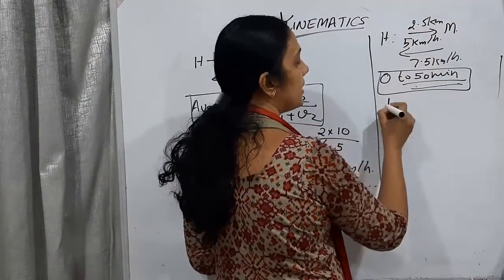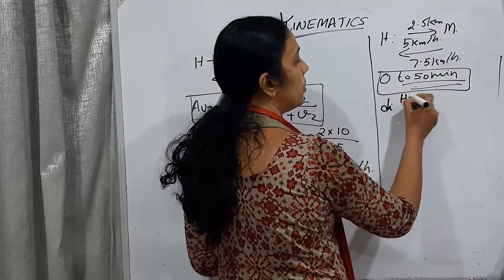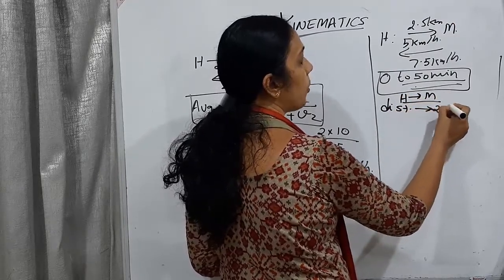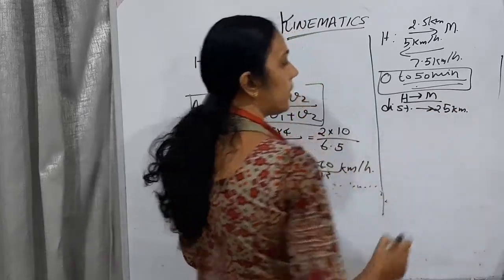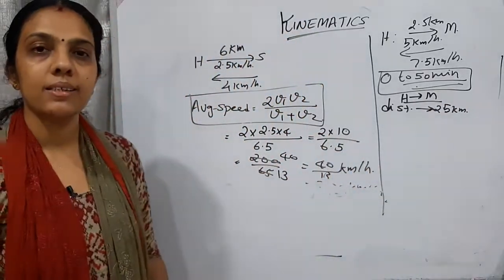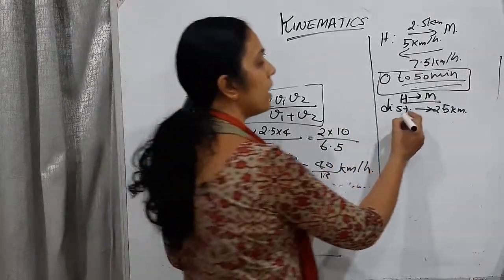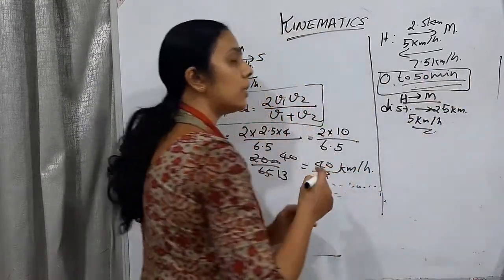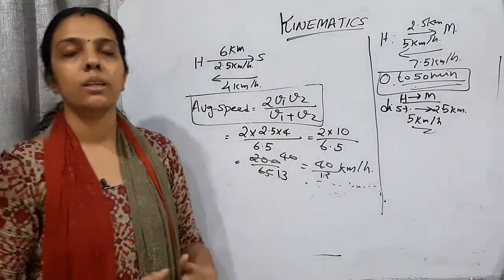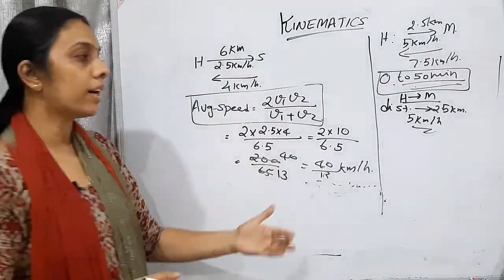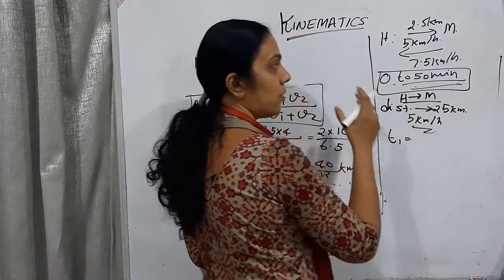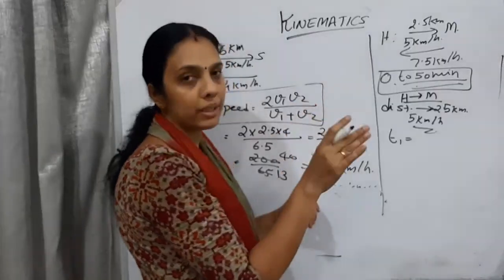Here distance traveled is from home to market. When we are considering, distance traveled is 2.5 kilometer. Okay, 2.5 kilometer it is given. Speed is also given, 5 kilometer per hour. But we don't know how long it will take for reaching the market. For that we can find out the time, in 0 to 50 minutes, where he will be reaching in 50 minutes.